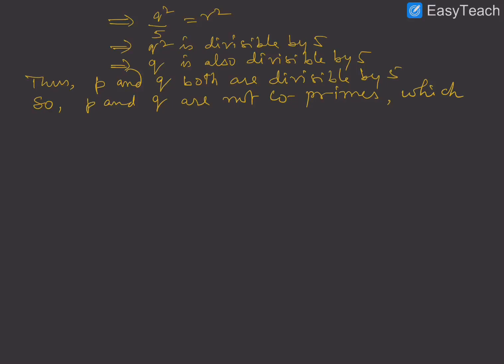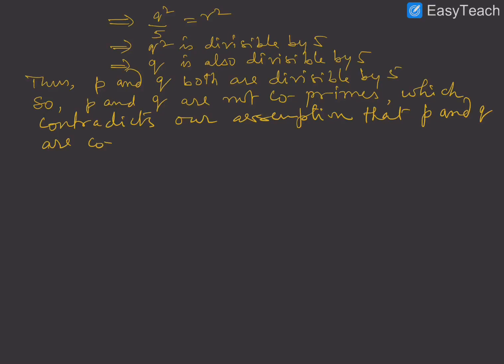Which contradicts our assumption that P and Q are co-primes. Means they are not divisible by any other number except 1. But here P and Q both are divisible by 5. This contradicts our assumption that P and Q are co-primes.